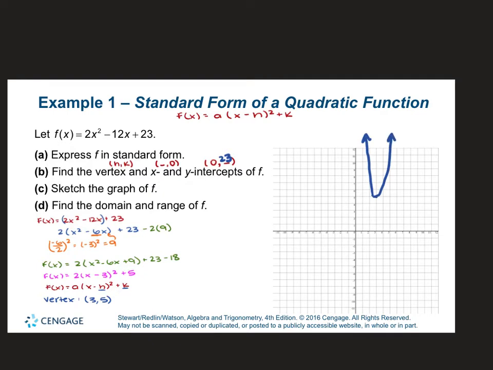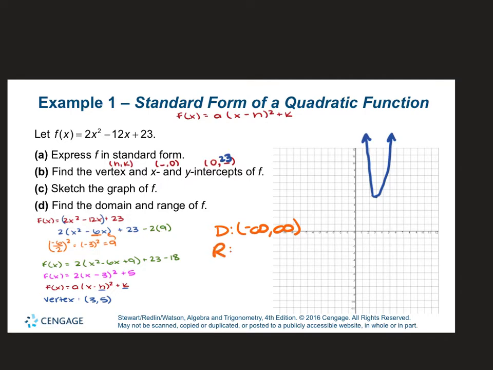Now, to find your domain and range, think about this. Your domain, what are the x values that are being covered? Well, as this parabola goes up, it continues to go out. So that's all real numbers. Use your interval notation. You just have your negative infinity to positive infinity.